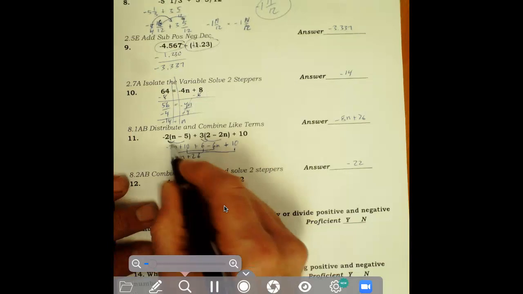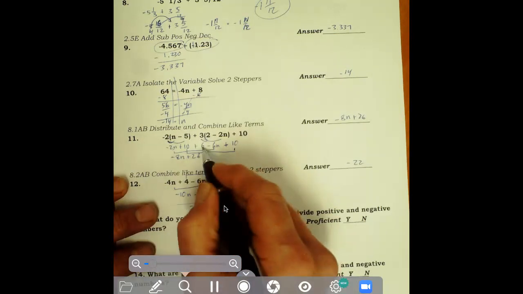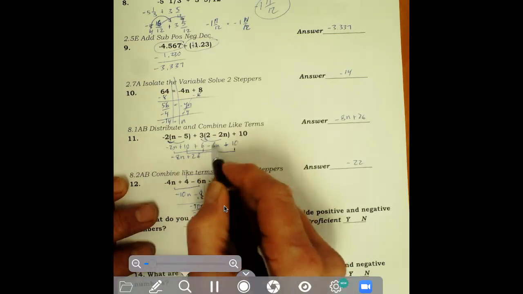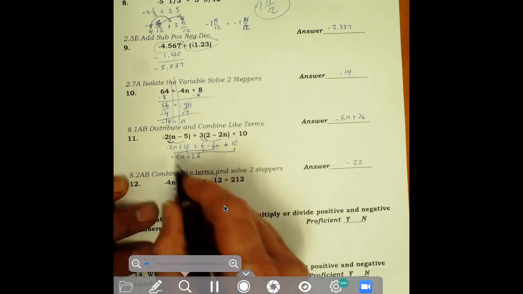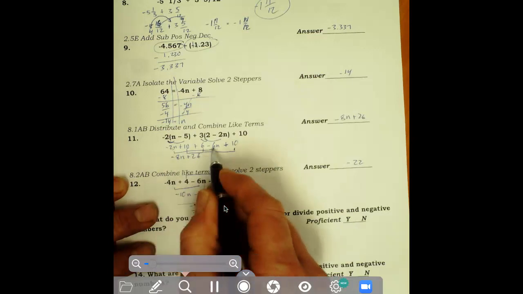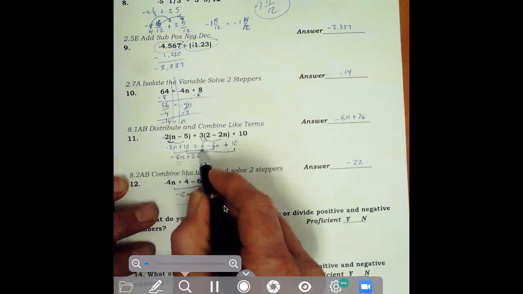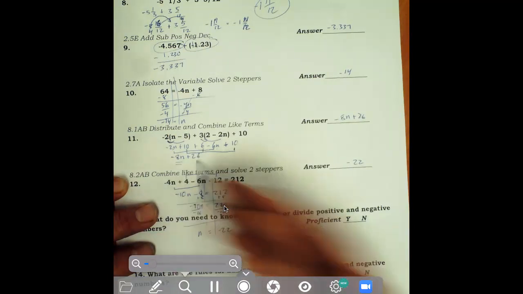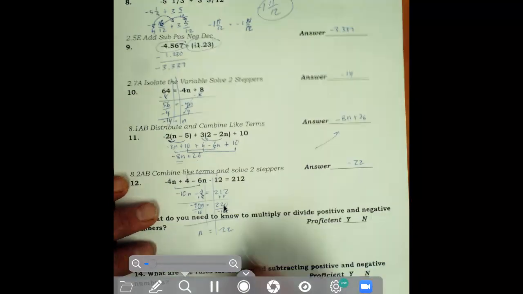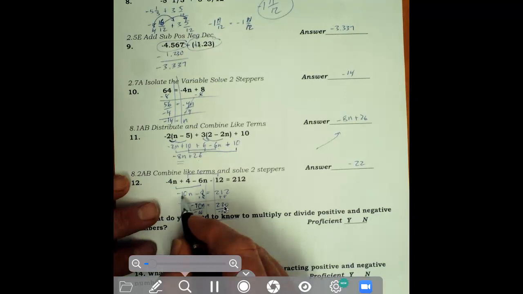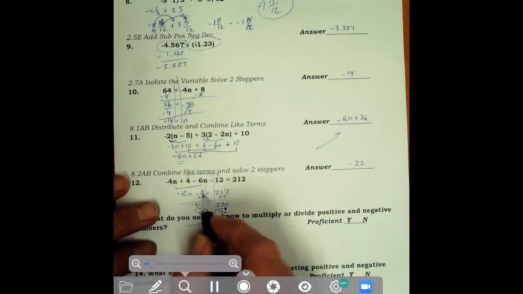This one here, 2 times n is 2n and it's negative. 2 times 5 it's 10, it's positive. Negative times a negative. 3 times 2 is 6. 3 times 2 is a negative 6 and there's an n attached, negative 6n, and then you've got this 10. So when you combine the n's, you have a negative 2 and a negative 6. You got a negative 8. You've got 10 plus 6 is 16, plus another is 26. Negative 8n plus 26.